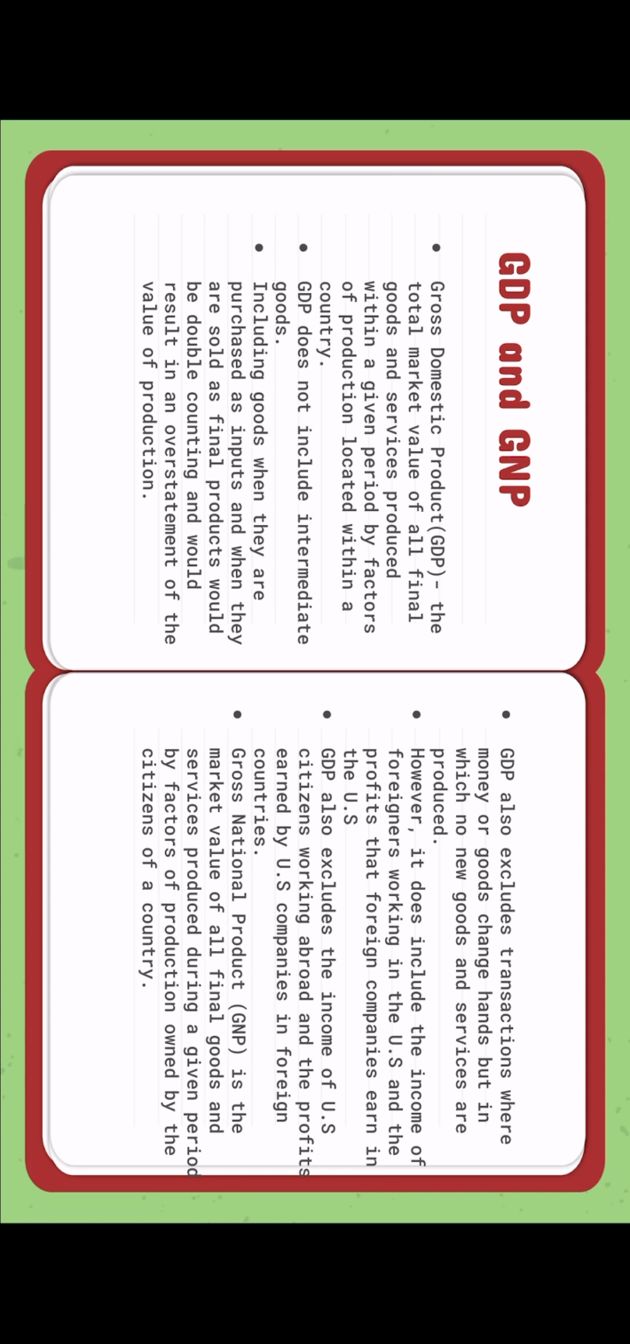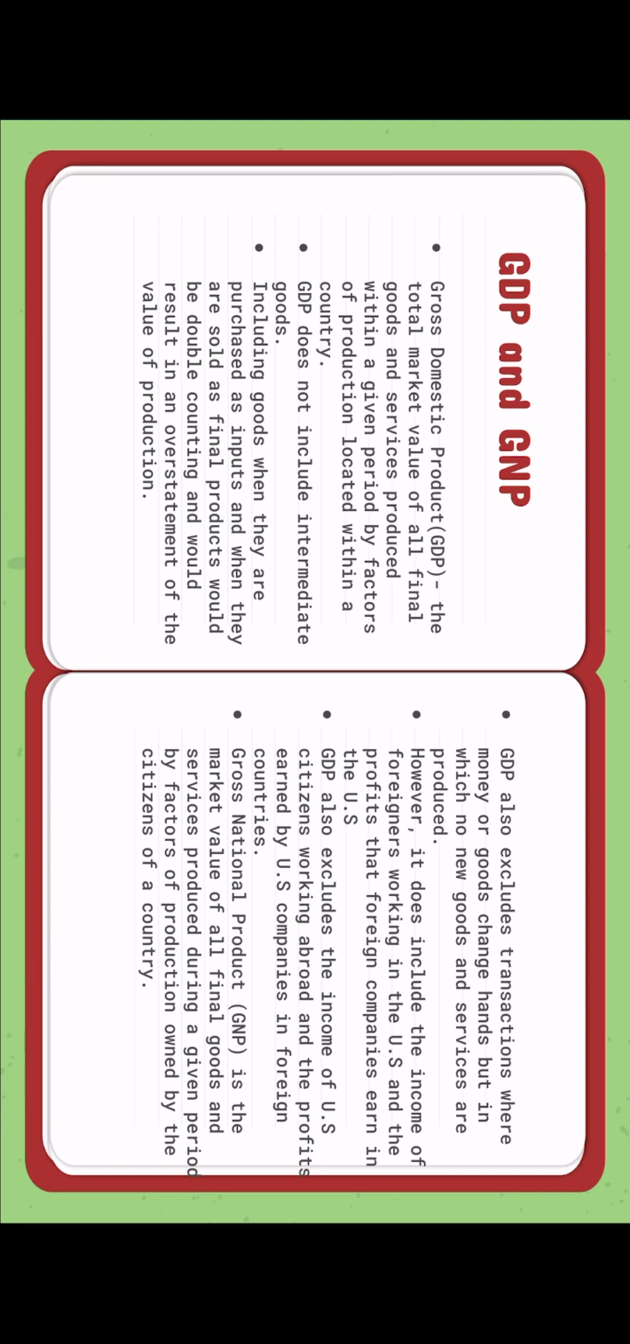Gross domestic product, also known as GDP, is the total market value of all final goods and services produced within a given period by factors of production located within a country. GDP does not include intermediate goods. Including goods when they are purchased as inputs and when they are sold as final products would be double counting and would result in an overstatement of the value of production.